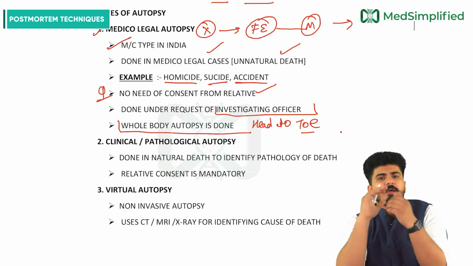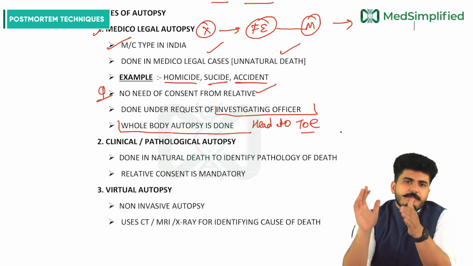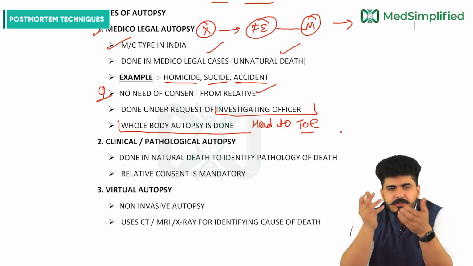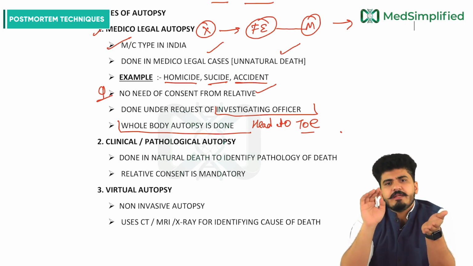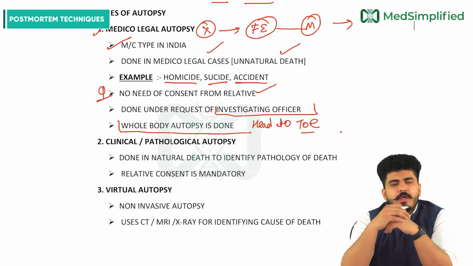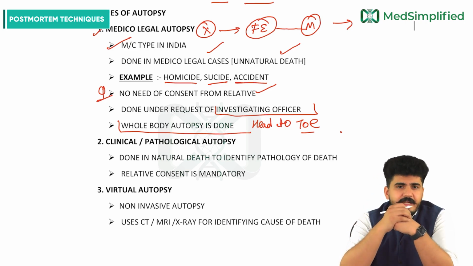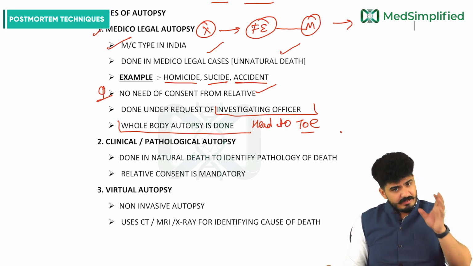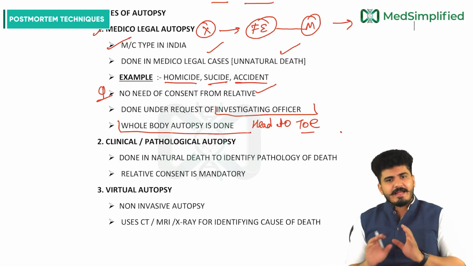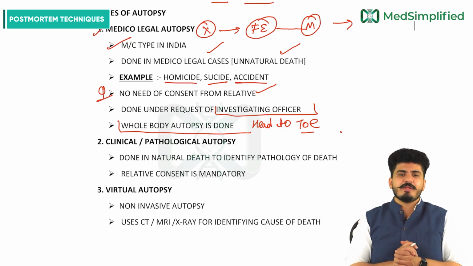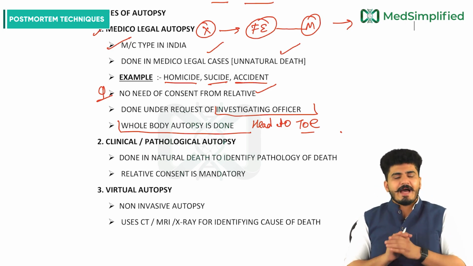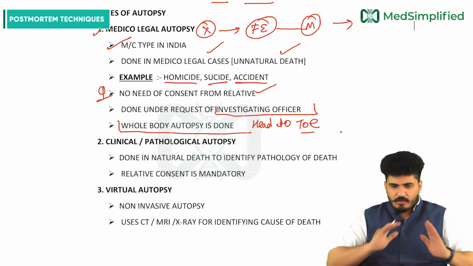Again, I want to summarize. Medico-legal autopsy is the most common type in India, done in medico-legal cases like unnatural death, for example homicide, suicide, accident. There is no need of consent from the relative; it is done on the request of the investigating officer. Whole body autopsy is done, every part needs to be checked and examined, and this is how the report is prepared in the medico-legal autopsy. So the main request is made by the investigating officer and relative consent is not at all required.